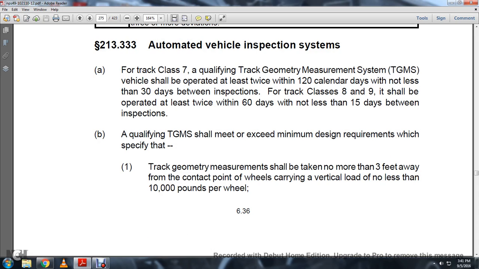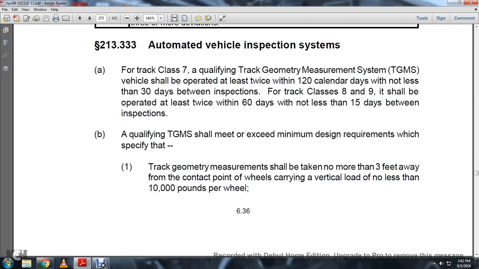213.333, automated vehicle inspection. For track class 7, the qualifying track geometry measurement system vehicle shall be operated at least once within 120 calendar days with not less than 30 days between inspections. For class 8 and 9, it shall be operated at least twice within a 60-day period with not less than 15 days between inspections.